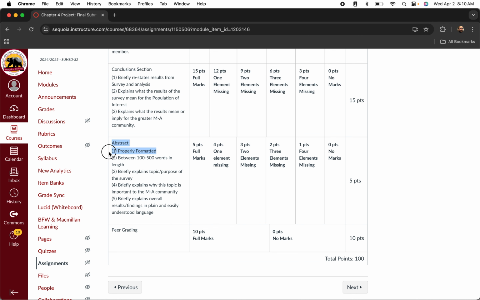Don't worry about the properly formatted. That should have been erased earlier, since everything else, the proper format comes in the first one. It needs to be about a paragraph, between 100 and 500 words in length. Again, that's going to just sort of naturally happen if you followed all of the descriptions and explanations of how you're supposed to do the abstract. You get in that 100 to 500 words, you'll explain the topic or the purpose of your survey, why it's important, and what you found very briefly.